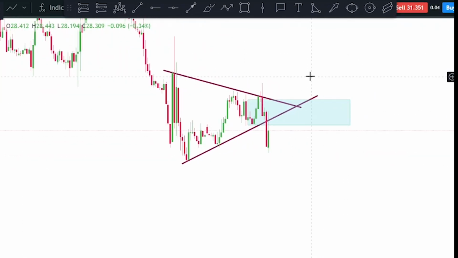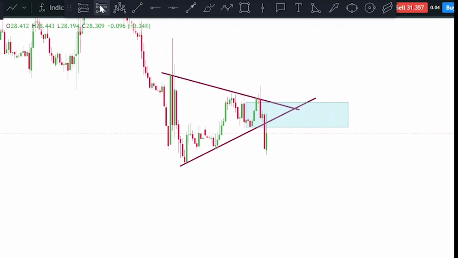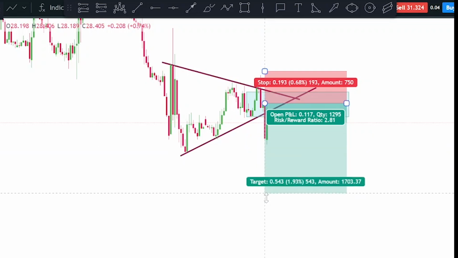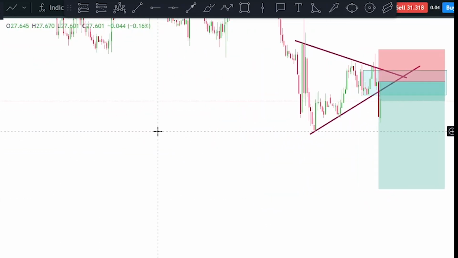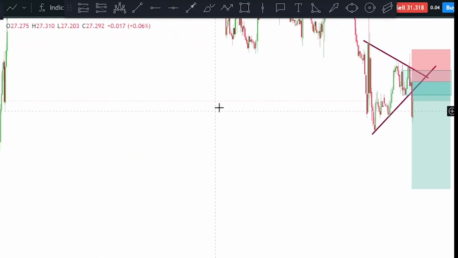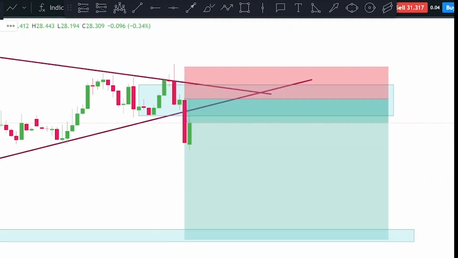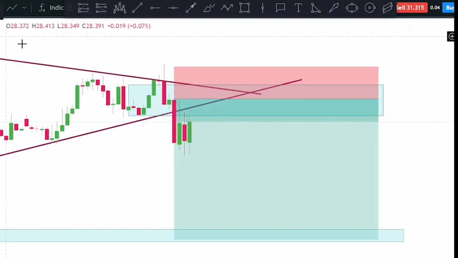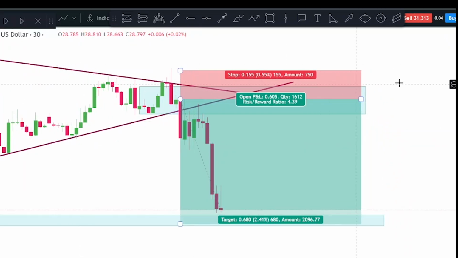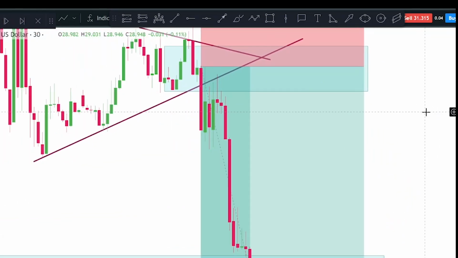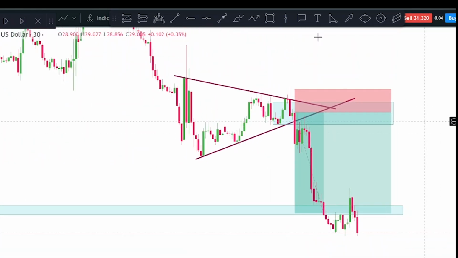So now we got a confirmation that we are moving down. So we are going to be entering from there. My stop loss will be above the previous high, anticipating the market to continue in the downside. My target is from this area. So now let's see if we can get to our target. Moving down, retracement. So now we go to our target, and even the market continued moving down.